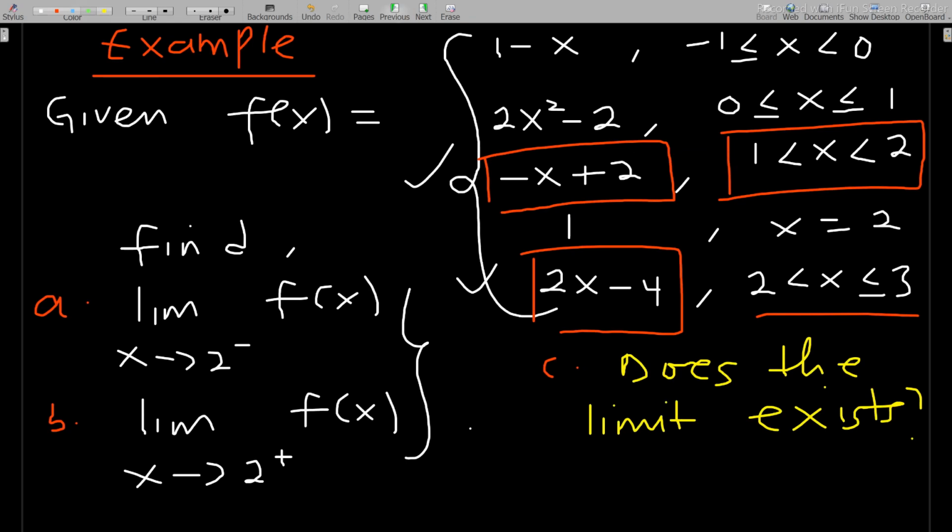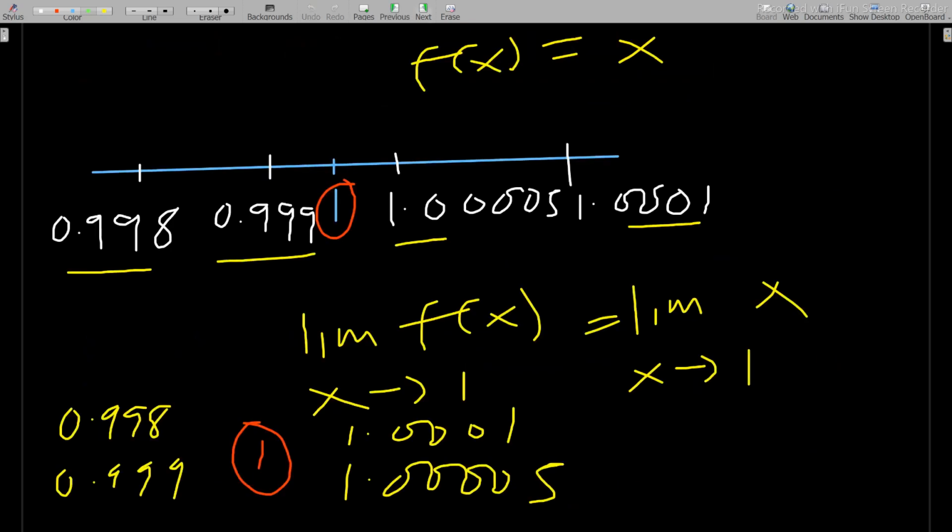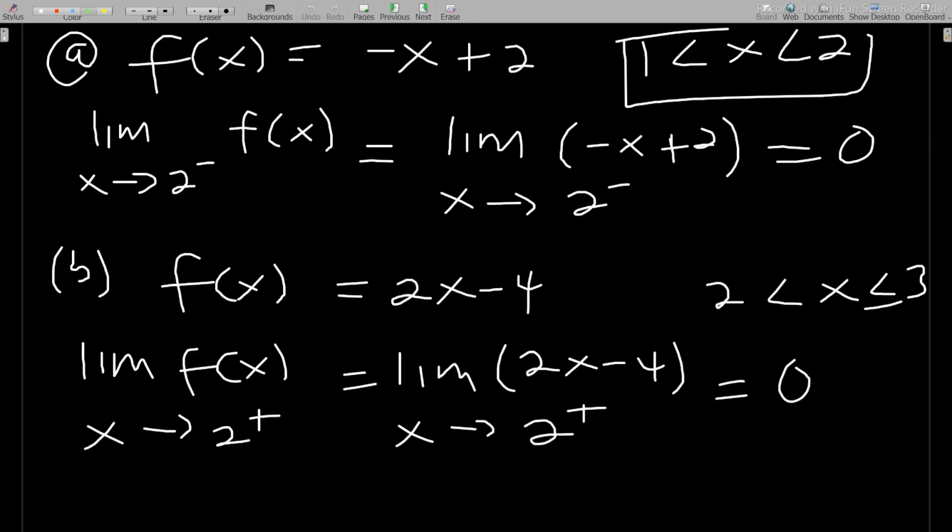And if you could see in our first slide, we said that the limit exists if both the left hand limit, which is the minus aspect, and the right hand limit, which is the plus aspect, are all existing and they are the same. Okay, so this is the left hand limit and this is the right hand limit. Does the limit exist? Yes, it exists, since both limits are equal.